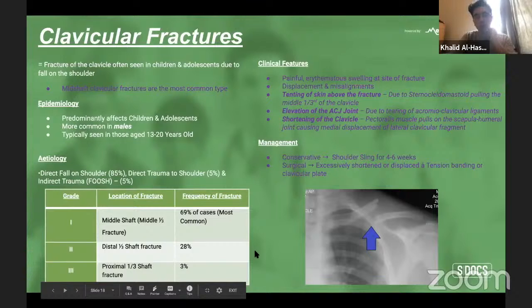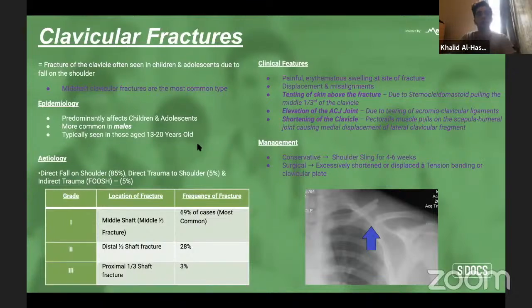As mentioned, it predominantly affects children and is typically seen in adolescents and teenagers. The general causes are direct falls on the shoulder or direct trauma to the shoulder. You can imagine someone playing a contact sport such as rugby is prone to things such as a clavicular fracture. FOOSH, which is a fall on an outstretched hand, is also a cause for clavicular fractures. However, it makes up less than 10%. You'll tend to find throughout this lecture that FOOSH will make up the majority of the causes for different fractures along the way.